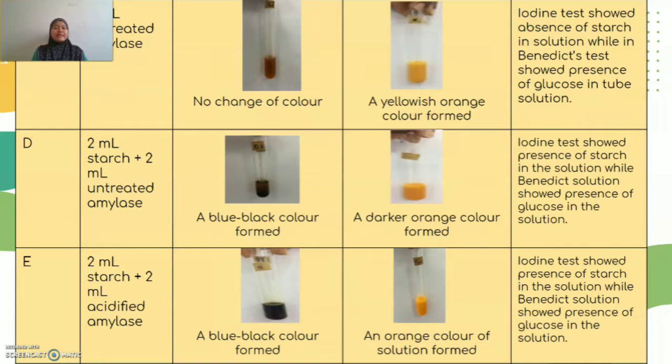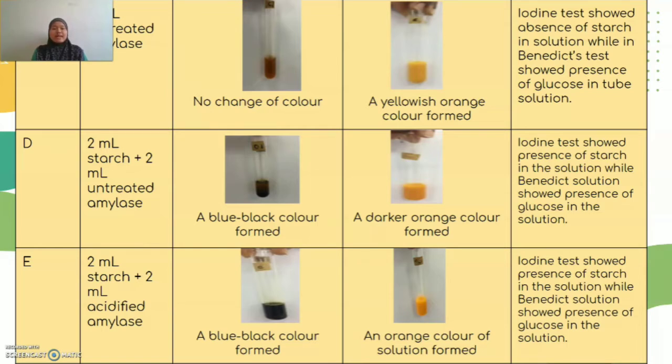The third pair is labeled C1 and C2 containing 4 ml of untreated amylase. The result of the iodine test is no change of color, while the result of the Benedict test is a yellowish orange color formed. So the conclusion is the iodine test shows absence of starch in solution, while the Benedict test shows presence of glucose in the tube solution.